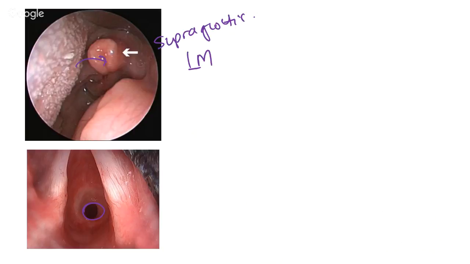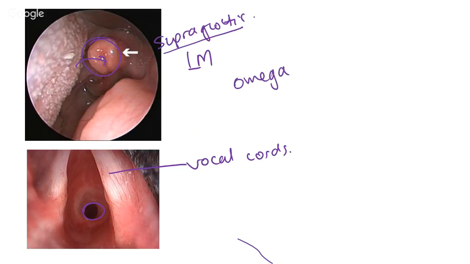So what's the picture? The picture. So these are the vocal cords, right? The picture on the top. This one is the laryngeal malacia. So this is a supraglottic stenosis. What this is actually described as is an omega-shaped glottis, I'm pretty sure. That's how it looks. So this is a classical finding that you see in laryngeal malacia.